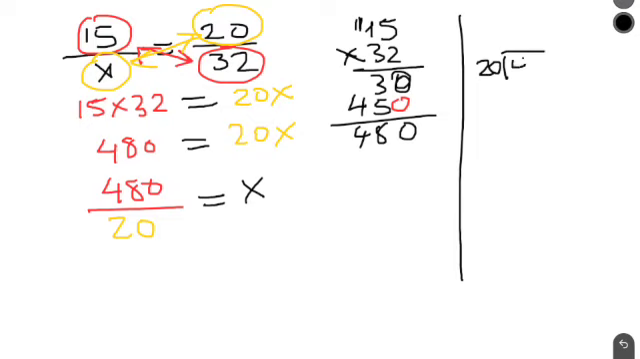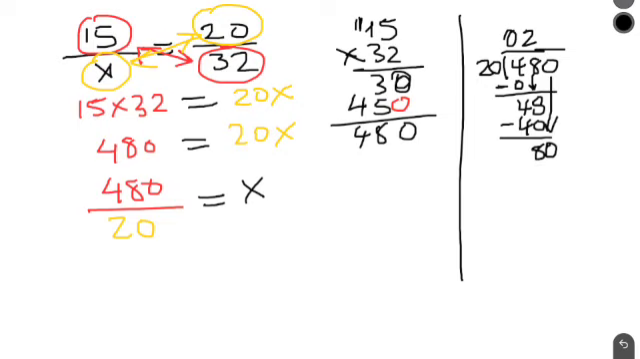20 divided into 480. 20 goes into, why don't I do this here the proper way? 20 goes into 4, 0 times. Remainder 4, we bring down the 8. 20 goes into 48 2 times. 20 times 2 is 40. Remainder 8. Bring the 0 down. 20 goes into 80 4 times. 20 times 4 is 80. Okay, so we find that our answer is 24.